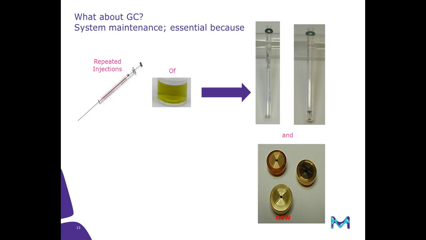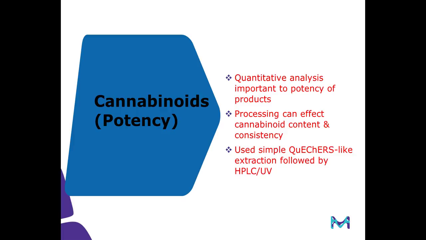Also, if you have a seal at the bottom of your inlet, that can get dirty too. And that's what I show here, a brand new seal, which is a nice gold color, compared to two other ones above it. The one on the right has been exposed to injection of agricultural samples extracted by QuEChERS, and the one on the left is just age. So these need to be replaced periodically.